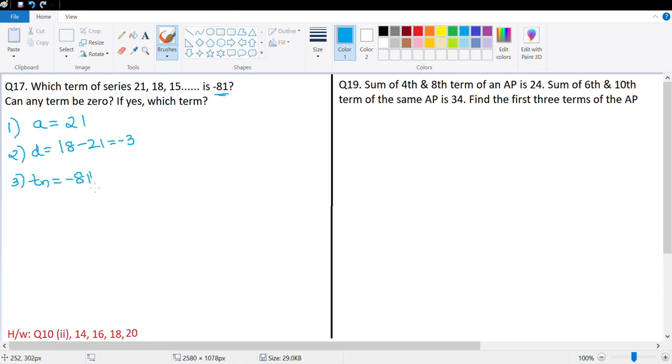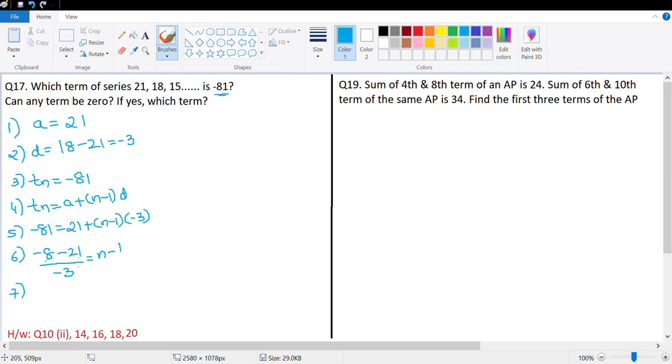So we know the formula. Tn is equal to A plus n minus 1 times D. Let's substitute values. So negative 81 is equal to A, which was 21, plus n minus 1 times D. D is negative 3. So this is negative 81 minus 21 if I take it on this side and divided by negative 3, that gives me n minus 1. Negative 81 minus 21 divided by negative 3.